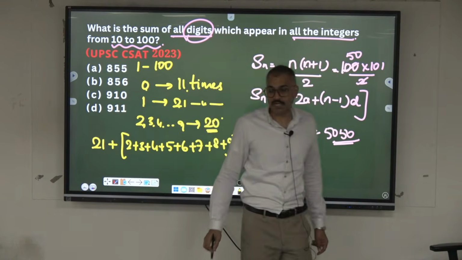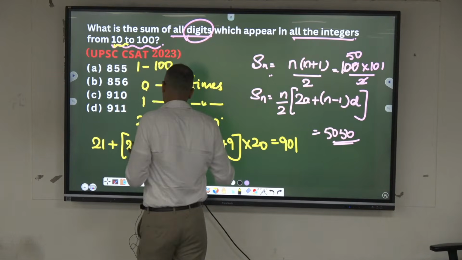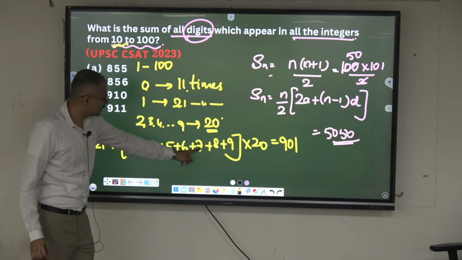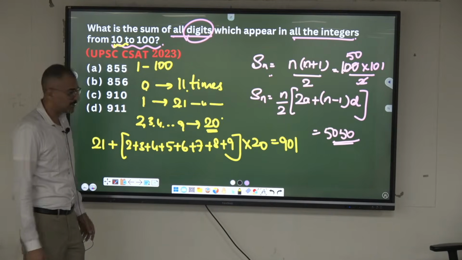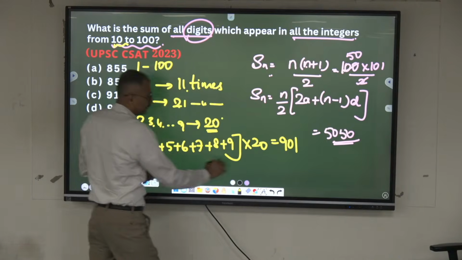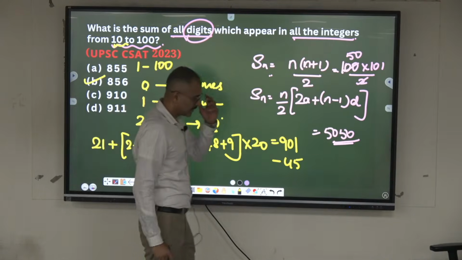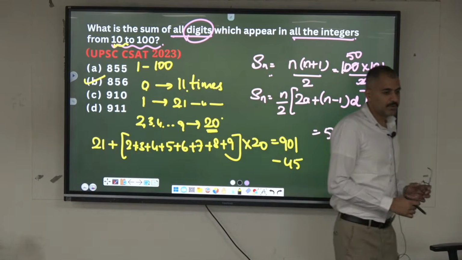901. But he is asking only starting from 10. So we have to remove 1, 2, 3, 4, 5, 6, 7, 8, 9. How much has to be removed? 1 and 9 is 10, 20, 30, 40, 45. 901 minus 45 is 856. Remember the fact?